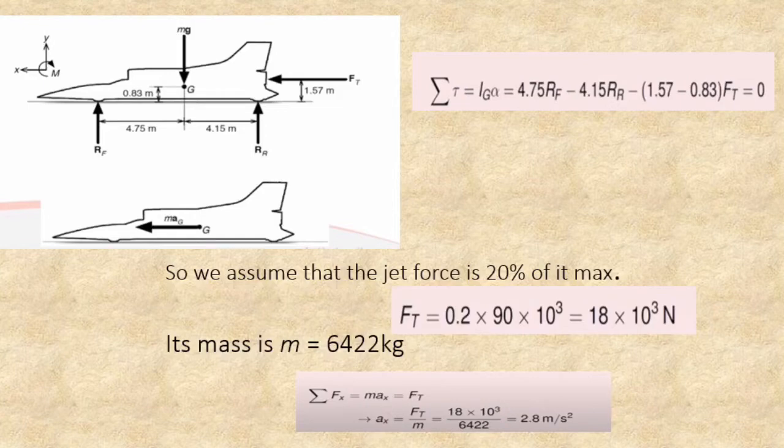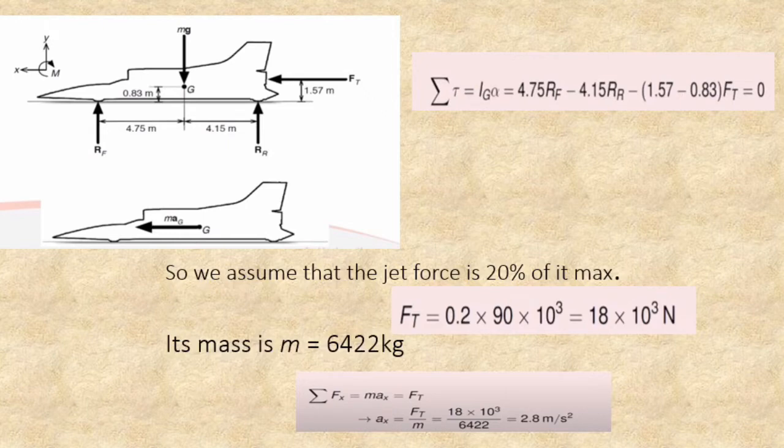Newton's second law in vector form: the sum of all forces equals mass times acceleration, and this is our thrust force vector, our two reaction vectors, and the weight of the car. We can break this equation into its components, the x and the y component.